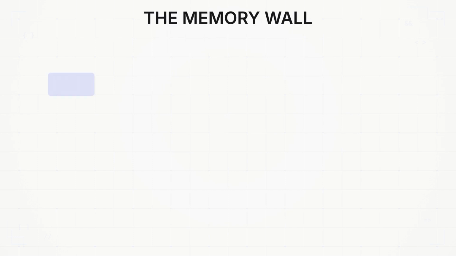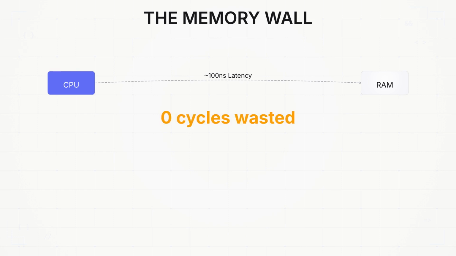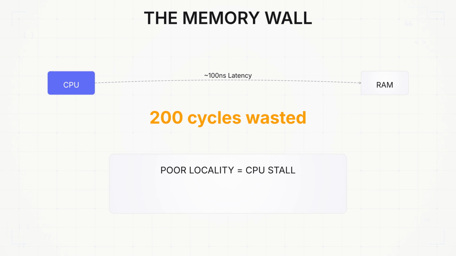Modern CPUs are incredibly fast, but memory is slow. This is known as the memory wall. A CPU can execute hundreds of instructions in the time it takes to fetch a single piece of data from RAM. Compilers try to help with prefetching, but they are limited by your data layout.